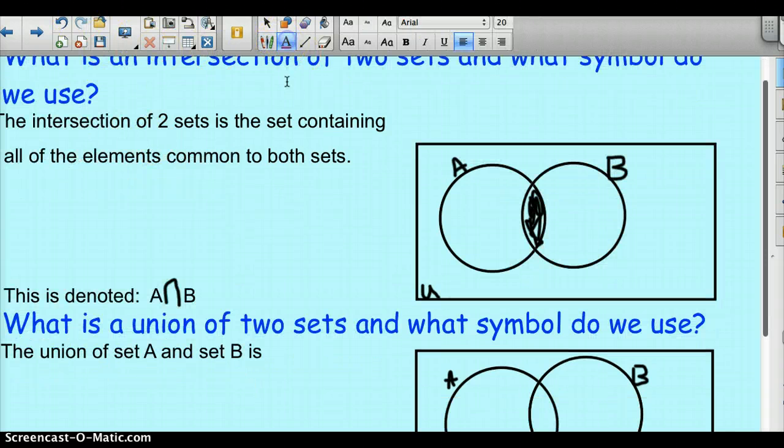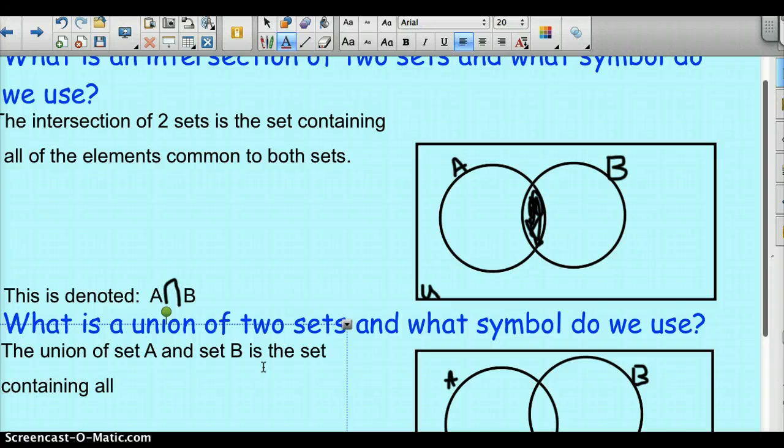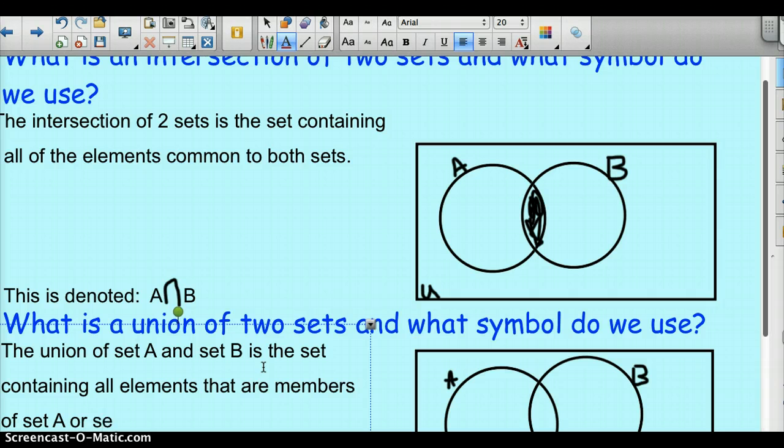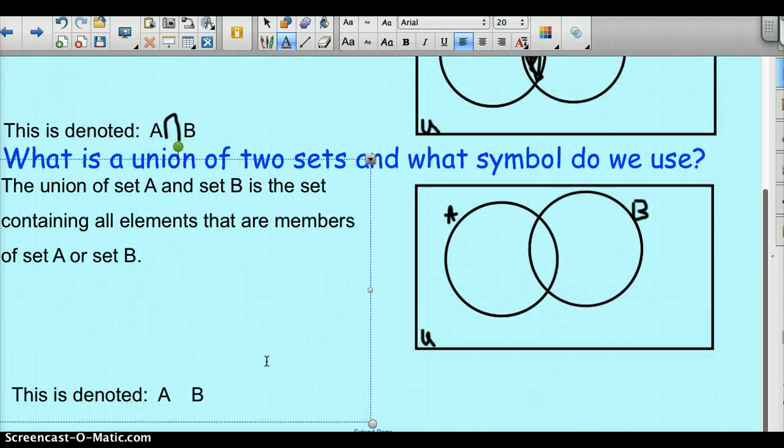Now we need to contrast that with union. As we're talking about union, the union of set A and set B is the set containing all of the elements that are either in A or in B. As we're looking, we will once again give you an idea of what this looks like utilizing the Venn diagram.